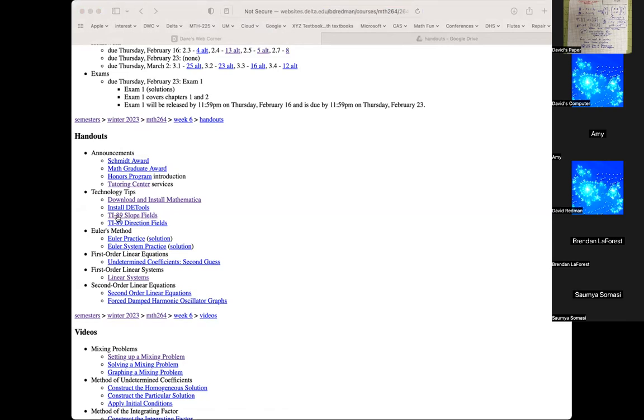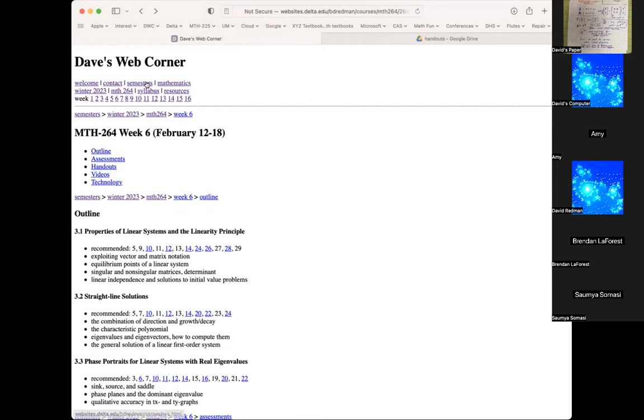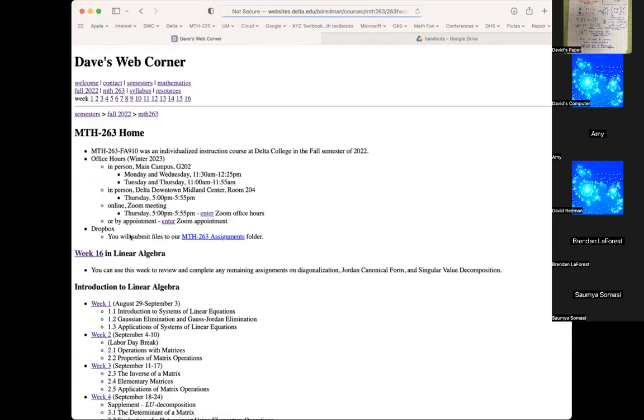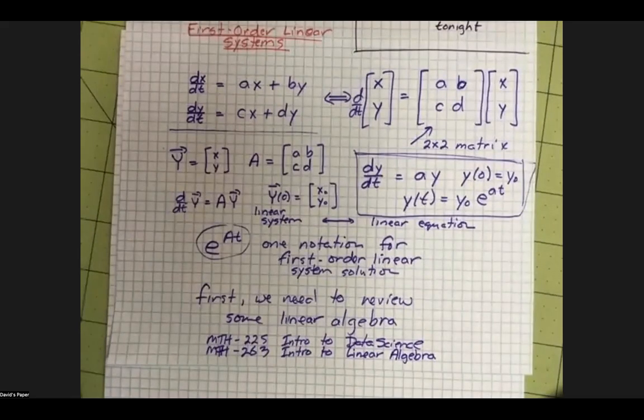In particular, I have students working on Math 263 independently from a previous semester. So you find everything about linear algebra on this website, not just the things that we're doing that are specific to differential equations. Semesters 263, this was left over from a fall course. So dig in, enjoy yourself, and let me know if you have any questions.